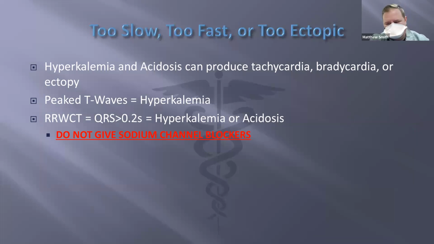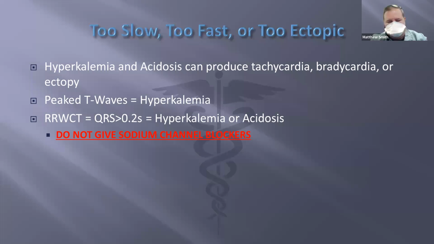Okay, so the next two drugs that we're going to talk about can be used in various situations when the heart is either too slow, too fast, or too ectopic. So these kind of cut across all the categories, and they can be used in a wide variety of situations when we're correcting the specific type of problem that these drugs correct. Hyperkalemia and acidosis are the two problems that these drugs are capable of correcting.